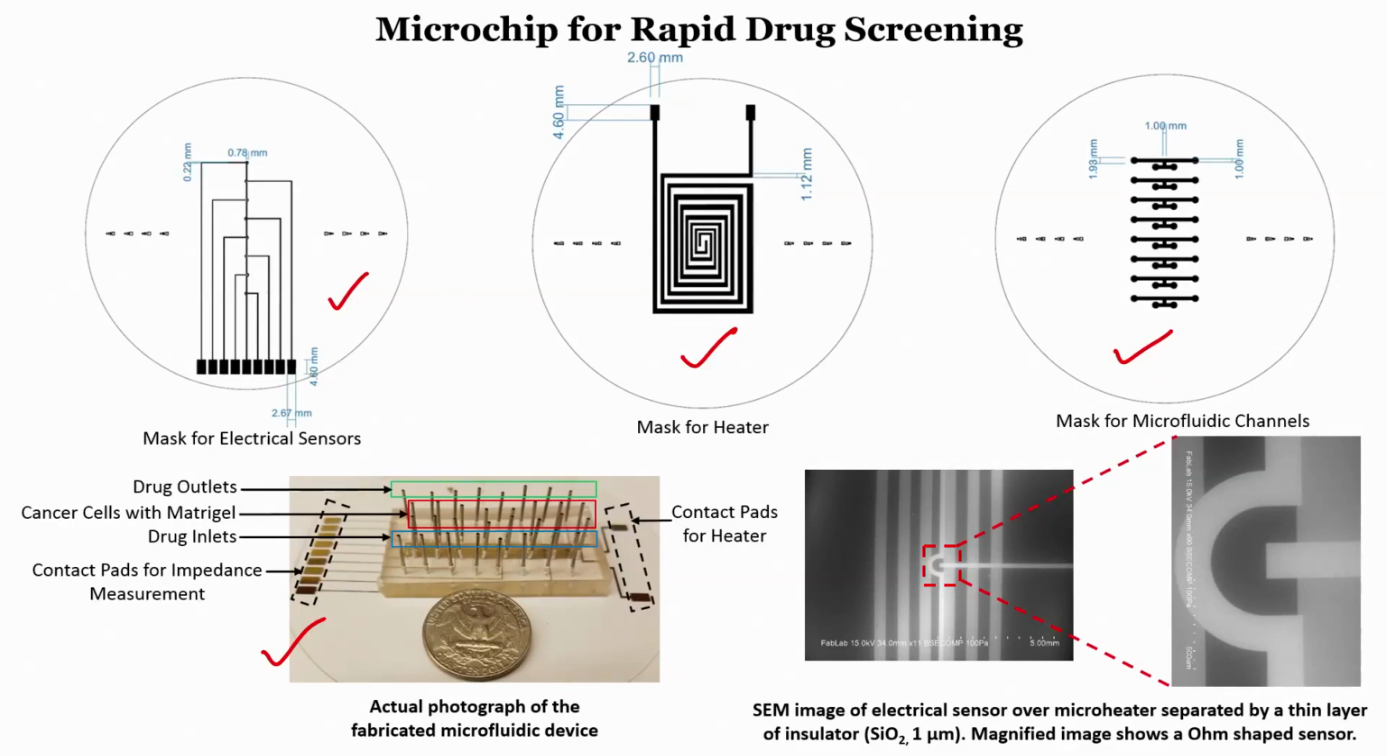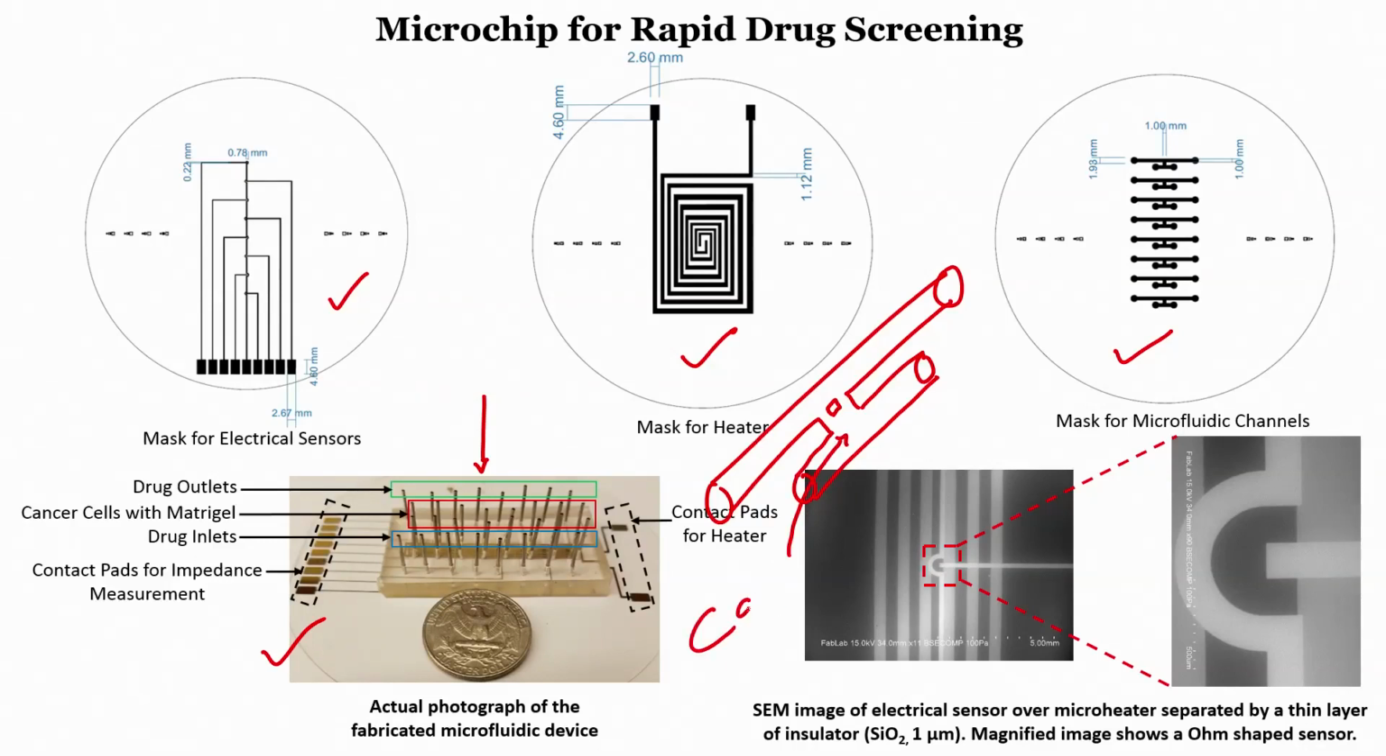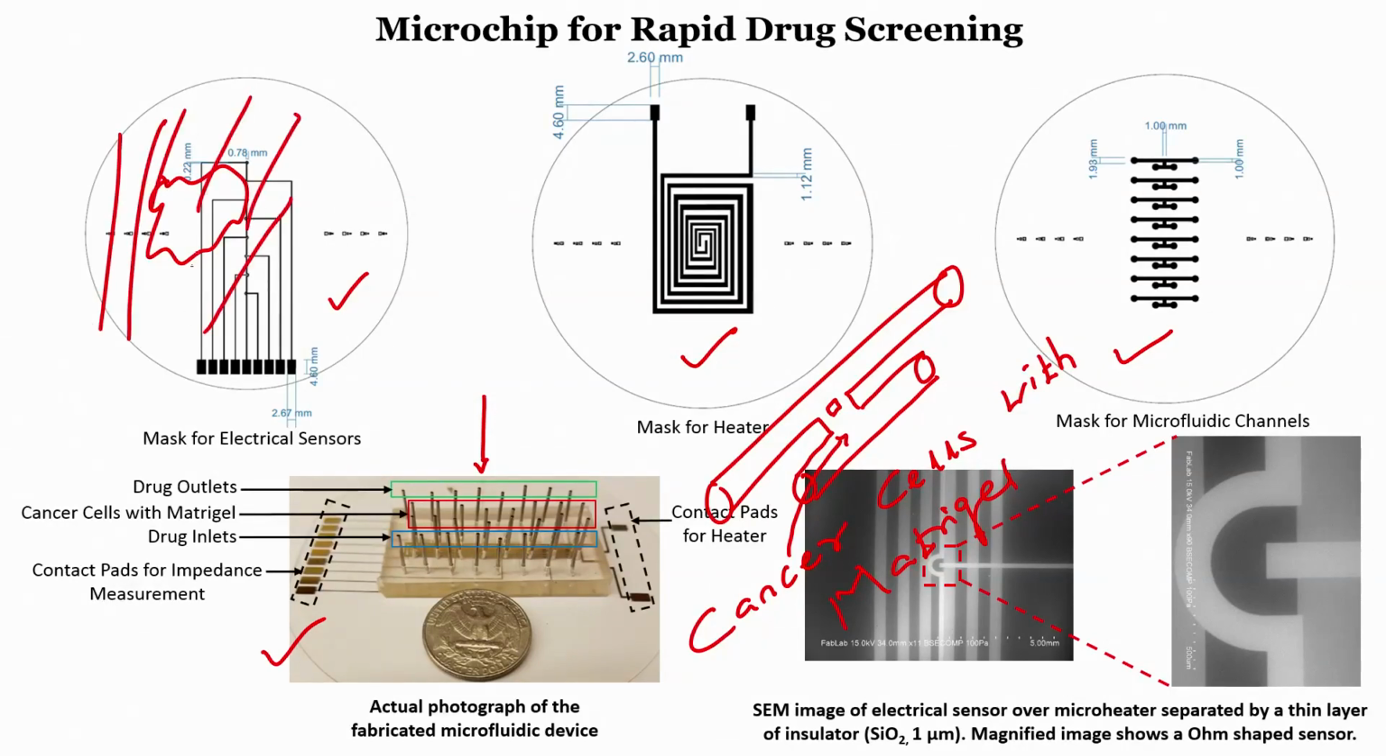Like last time we discussed, take one single channel. We have a longer channel and we have a shorter channel. Here we have a pillar. Now, we will load cancer cells with matrigel, right. If you remember what we discussed, a tumor is surrounded by extracellular matrix, ECM, that provides nutrition and the things required for the tumor to sustain and in fact grow.